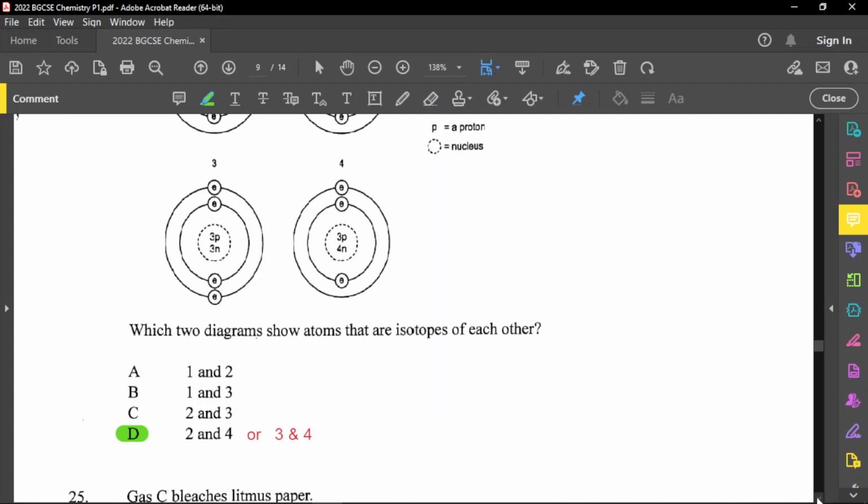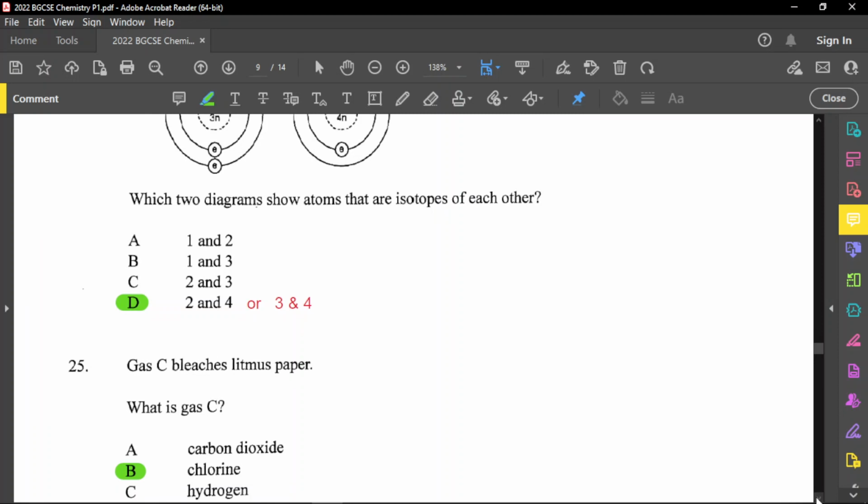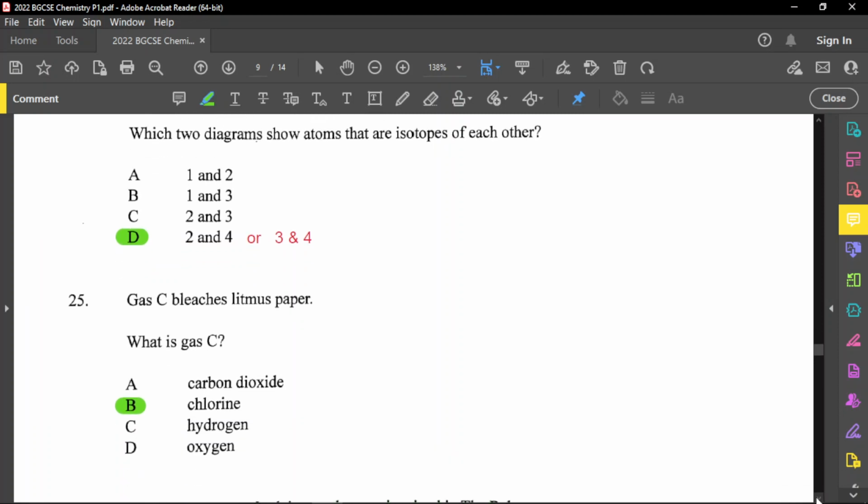Again, the neutron number must be different. And once the neutron number is different with the same proton number, you're going to get a different mass, right? Because an isotope must be the same element with a different mass number due to a difference in the number of neutrons. So D is the correct option there. Question number 25. This is a sweet paper though, I like it.